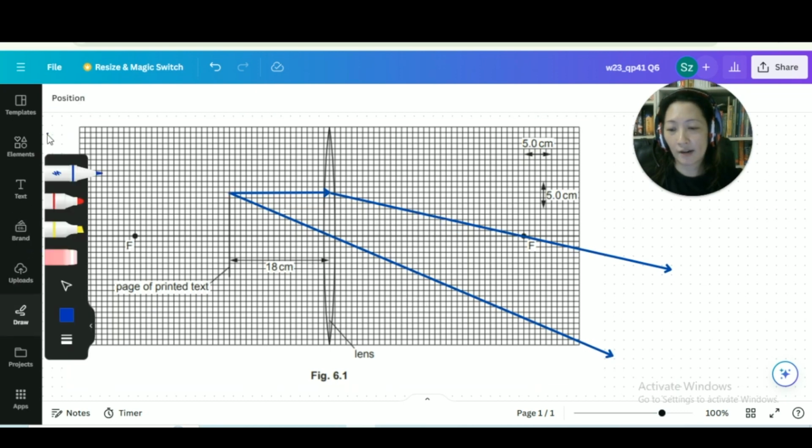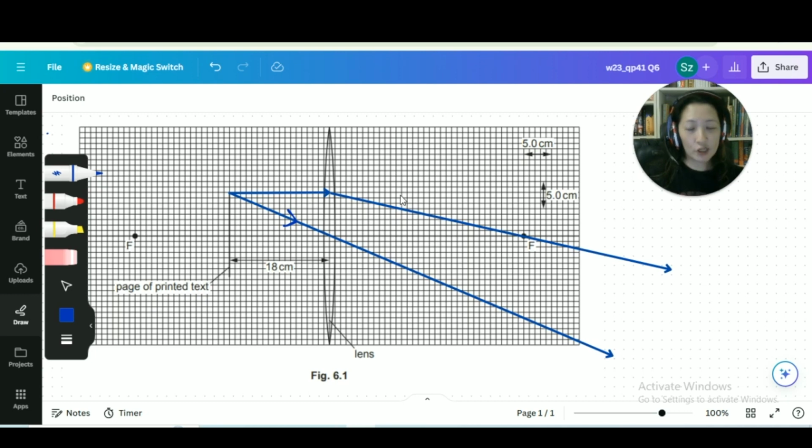Now, just to make this diagram complete, there should be an arrowhead on the line before the lens as well. So remember, there's always one arrowhead before the lens and one arrowhead after the lens. The arrowhead is important because this indicates that they are light rays and not just random lines that you're drawing in the diagram. So now we've got our two light rays.